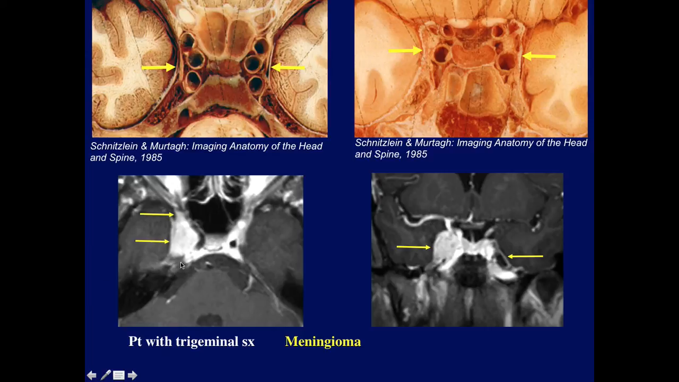So for instance, here's mainly a cavernous sinus meningioma. We already see there's some extension towards the orbital apex, and we can also see on the coronal view the normal Meckel's cave on the left, and the right one already has tumor within it.